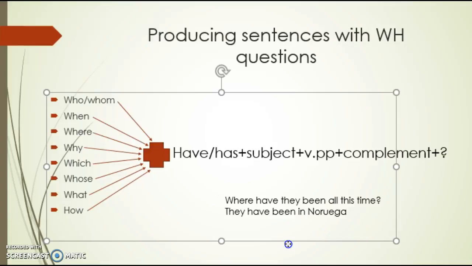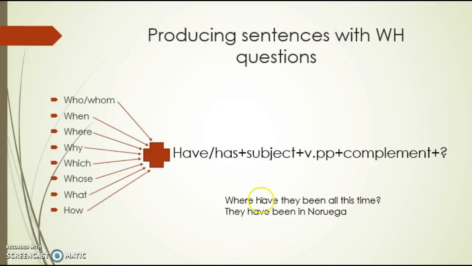Okay, where have they been all this time? So we have here the WH question, the correct conjugation of the verb have, has, the subject, the past participle of the verb, and a little complement. Okay, and the answer gives us more specific information about the thing that we want to know. Okay, they have been in Norway.